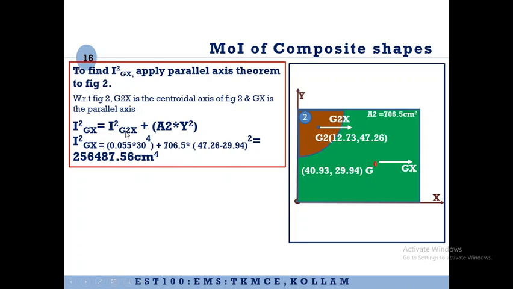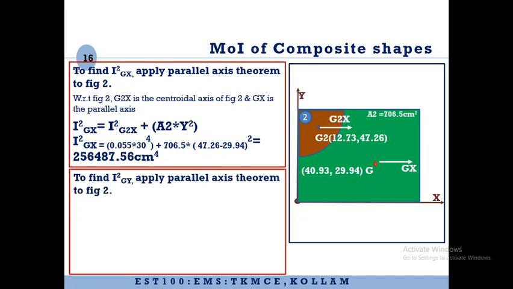This value we have already found out, it is a quarter circle. Central moment of inertia is 0.055 r raised to 4 plus area of the figure into the difference of the y coordinates. The y coordinates are available here, or you can take them from the table we have already written. You will get the value as 256,487.56 centimeter raised to 4.